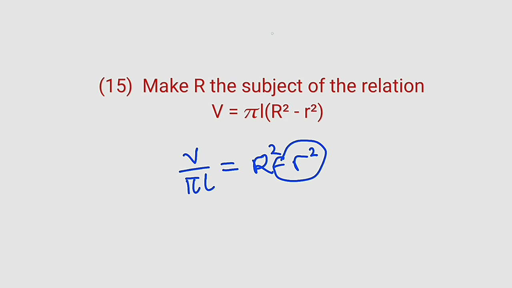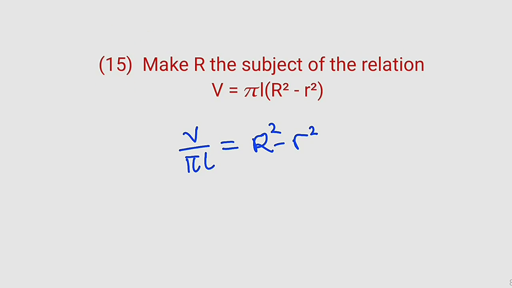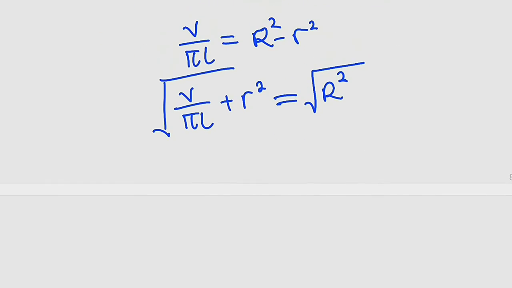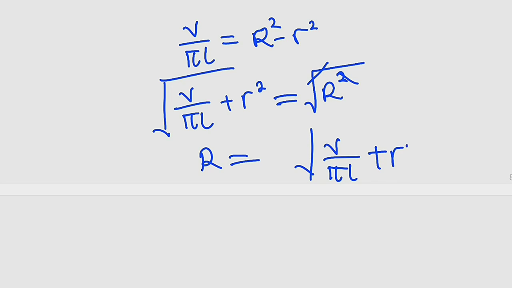Then we can take this one to the left. As we take it to the left, it becomes positive. We have V divided by pi L, then plus r squared equals capital R squared. We want to make R the subject, therefore we can take square root of both sides. This will cancel this, leaving only R equals the square root of V divided by pi L plus r squared. It's supposed to be plus or minus since we have taken the square root of both sides.